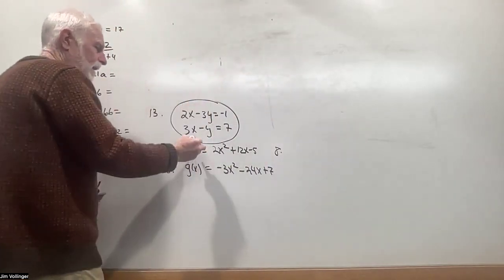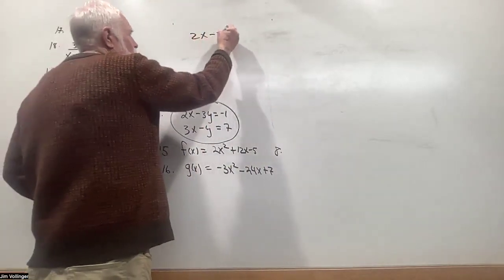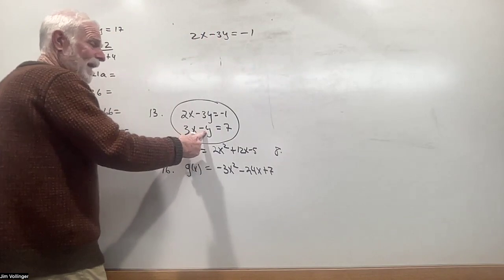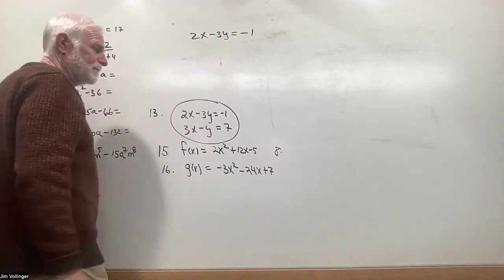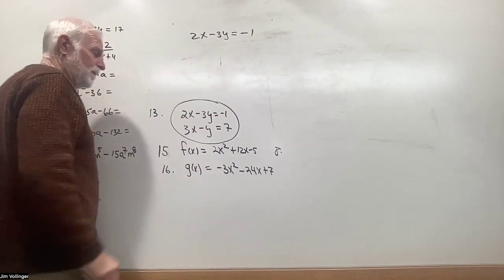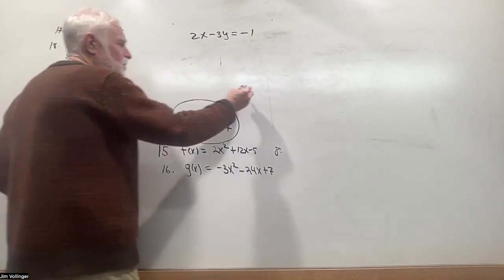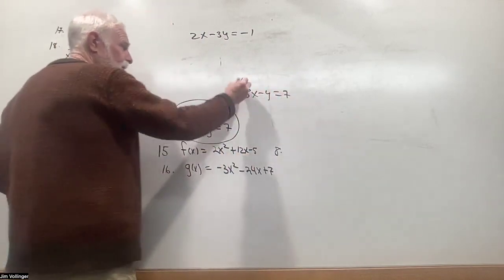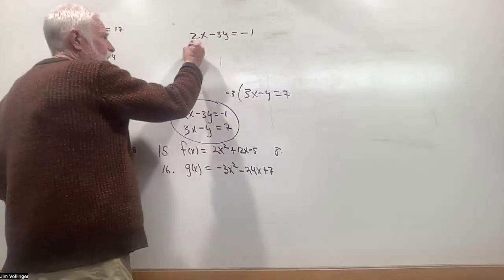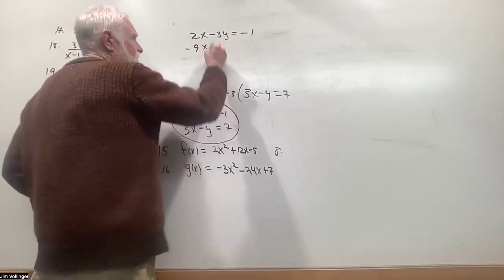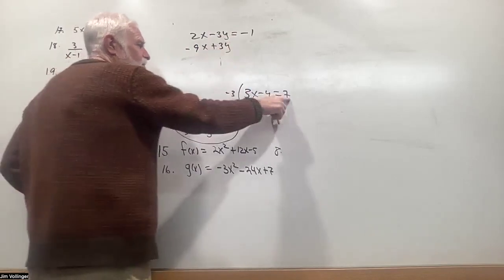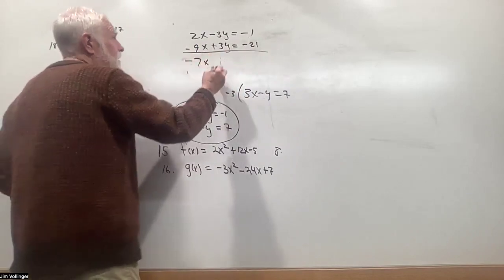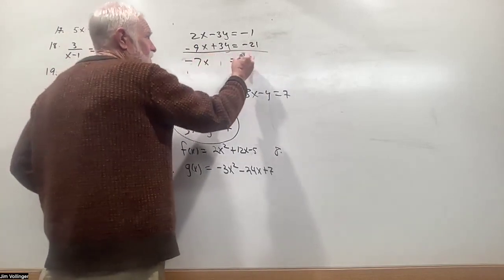I'm going to eliminate the y column. I'm going to take 2x minus 3y equals -1. Because of time, I'm not going to explain this too much. But if I make this positive 3y, I can add up the columns and one of the variables disappears. So I'm going to multiply 3x minus y equals 7 by -3. Minus 3 times 3x is minus 9x. Minus 3 times minus y is positive 3y. Minus 3 times 7 is minus 21. And this is minus 7x. Y's cancel. Equals 22.